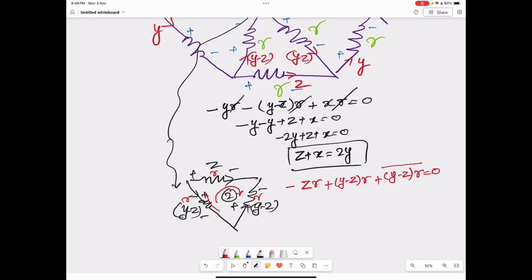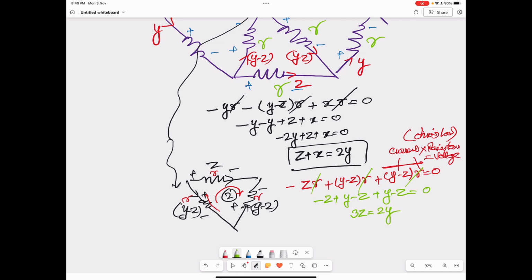Hope you all know why I am writing y minus z. This is current, this is resistance, current into resistance is voltage as per Ohm's law. Just for revision I am writing, so that you understand everything. Now here again I will cancel out R and R. So minus z plus y minus z plus y minus z is equal to 0. So that is 3z is nothing but 2y.